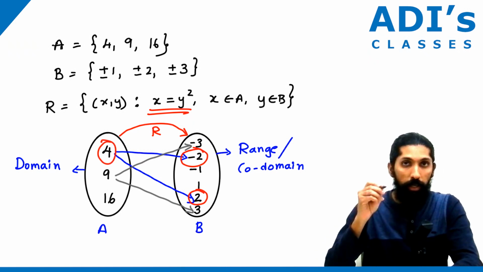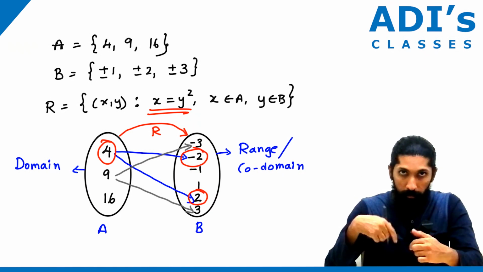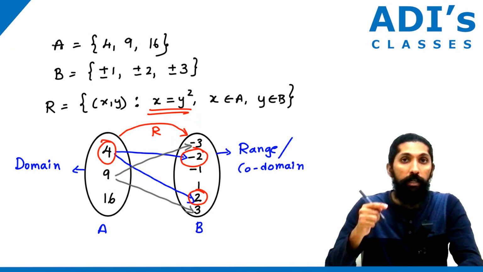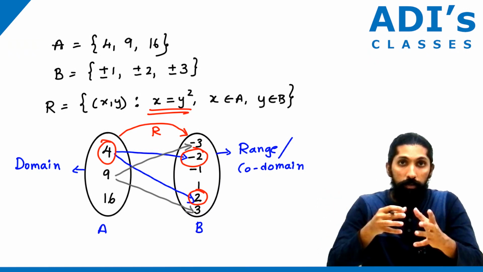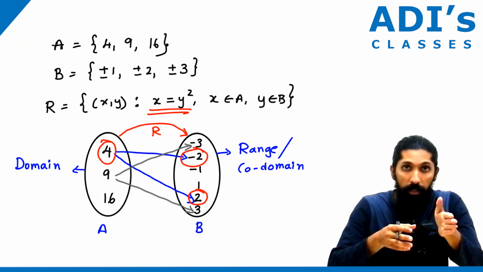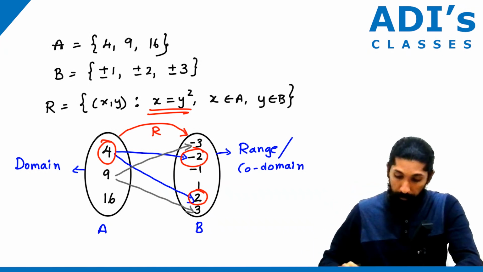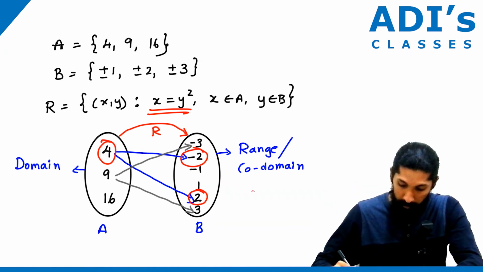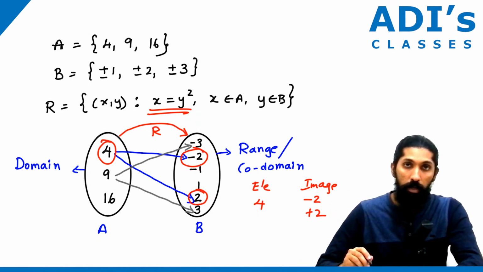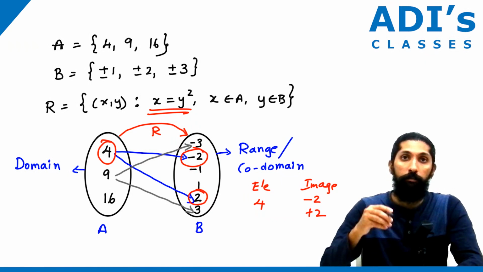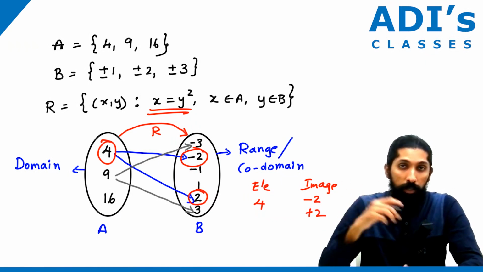That means for the element in the domain, in our example it's 4, there is an image in the range set. So this is what we mean by the element and the image of the element. If the element is 4, then the image of that particular element is -2 and +2, because they are related to one another. Whenever you have a relation, you have an element and you have the image of the element.